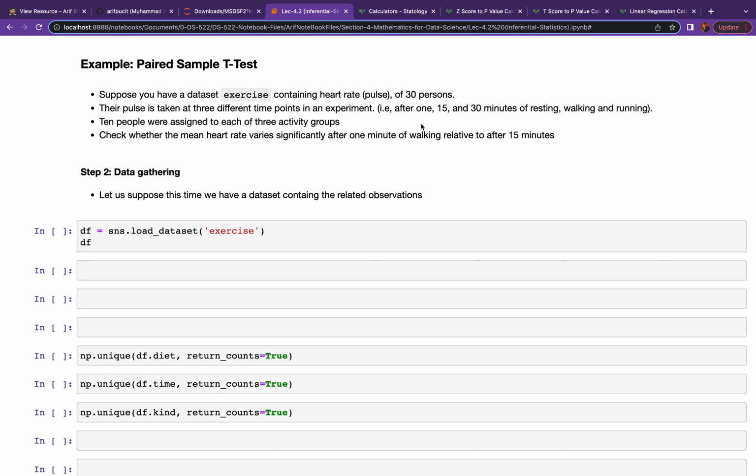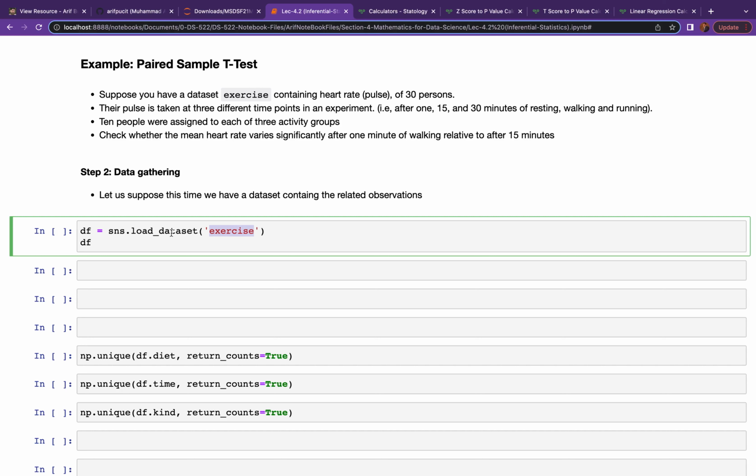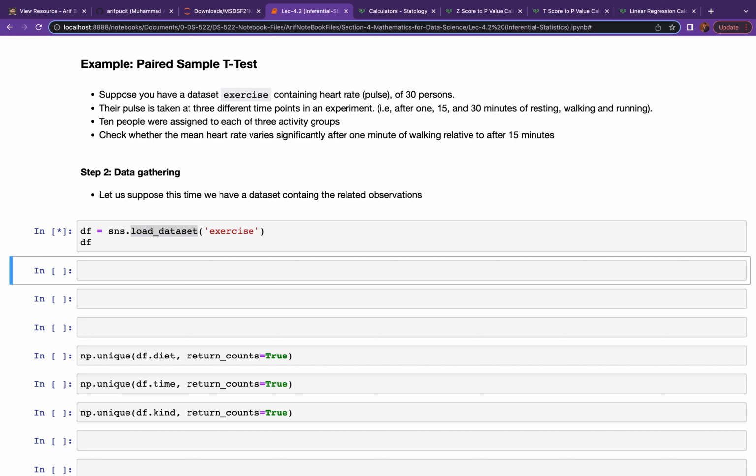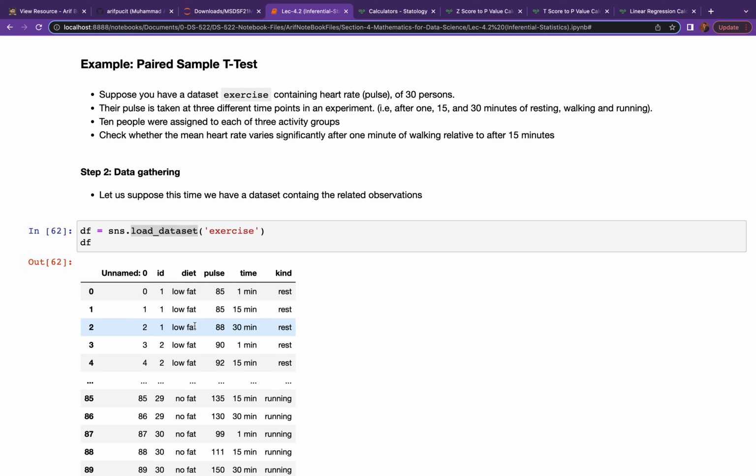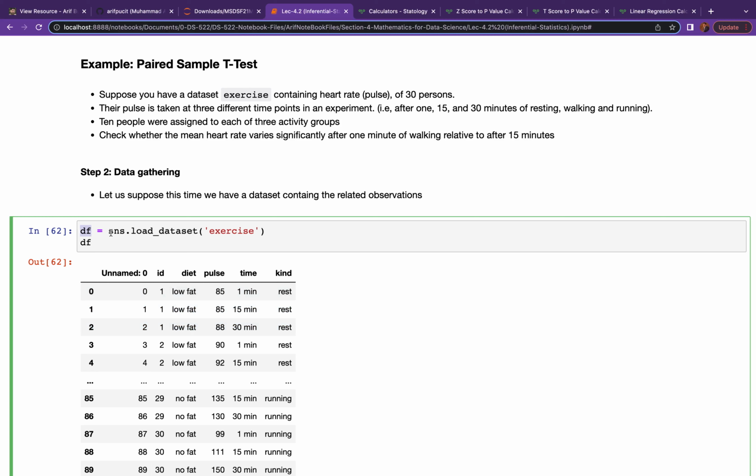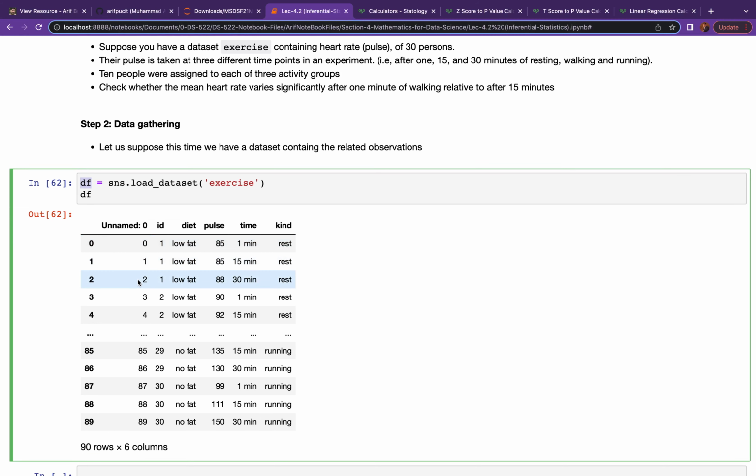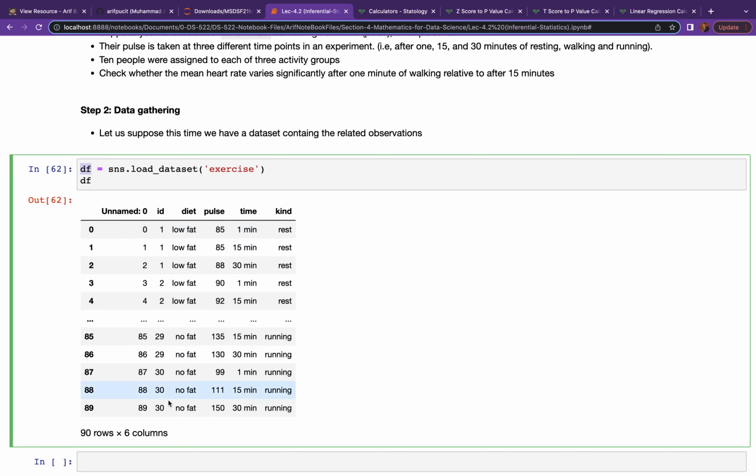This time let us work on a dataset that comes with the Seaborn library, and the dataset is exercise. Let me load this dataset using the load_dataset method of Seaborn. So this is the dataset. I've kept it inside the data frame named df. Just ignore this unnamed column over here. There are 5 columns. ID. This ID column contains the IDs of 30 persons. You can note it moves from 1 to 30.